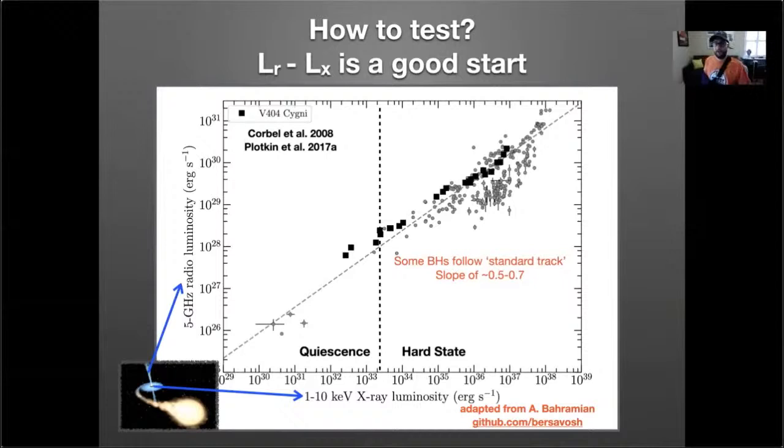This figure here highlights V4046 progress through LRLX, and it seems to follow the so-called standard track, where we have a slope of 0.5 to 0.7 as it heads towards quiescence. But not all sources do that.